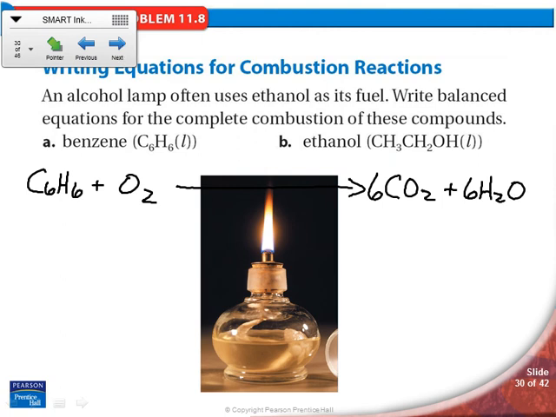Then we didn't have anything in front of the C6H6, so I got to put a 2 here. That'll give me 12 carbons and 12 hydrogens. So now I have to put a 12 in front of the CO2. And then what would I put in front of the O2? There's 24 plus 6, so 30 oxygens over on this side, right? So we need a 15 right here.